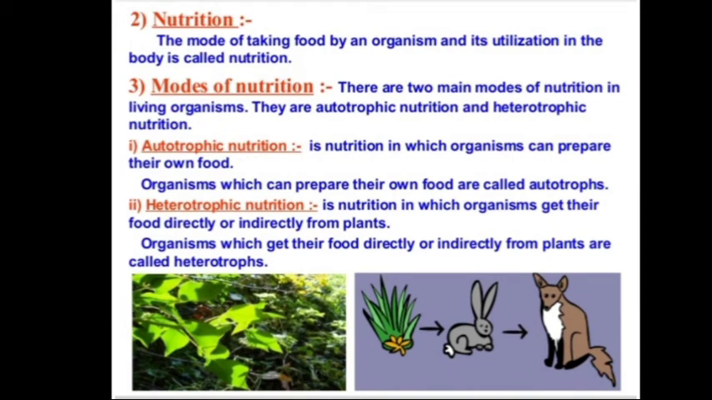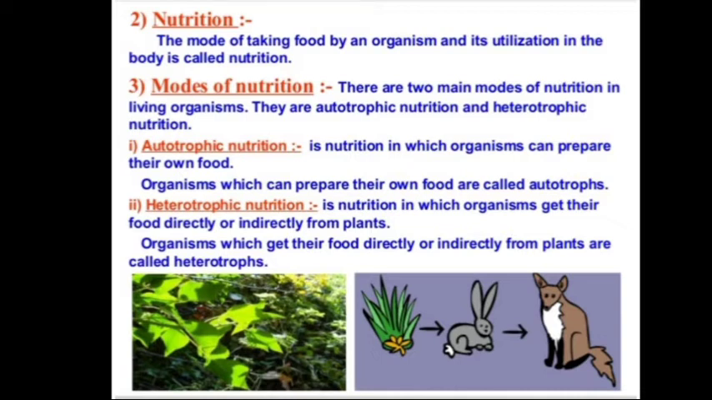Nutrition. The mode of taking food by an organism and its utilization in the body is called nutrition. Modes of nutrition. There are two main modes of nutrition in living organisms. They are autotrophic nutrition and heterotrophic nutrition. Autotrophic nutrition is nutrition in which organisms can prepare their own food. Organisms which can prepare their own food are called autotrophs. Autotroph can be divided into two: auto and troph. Auto means self, troph means nourishment.